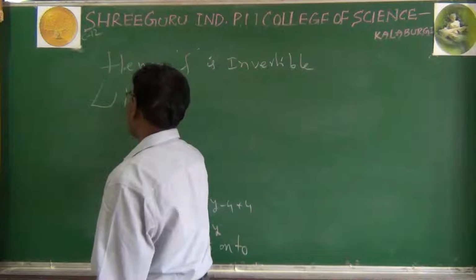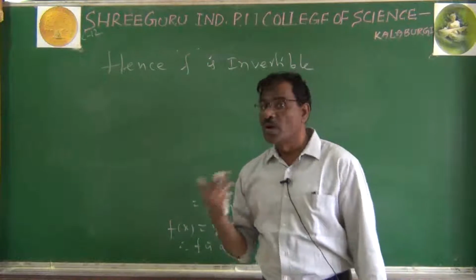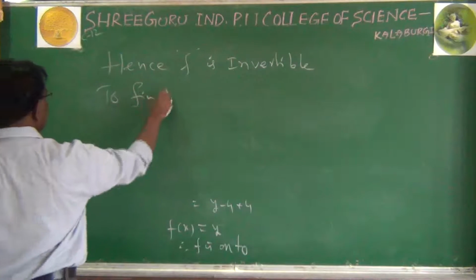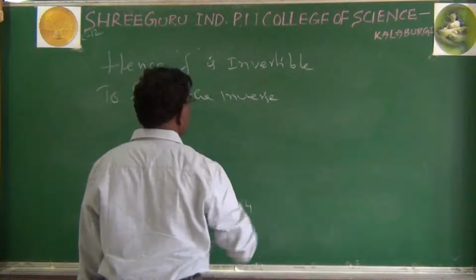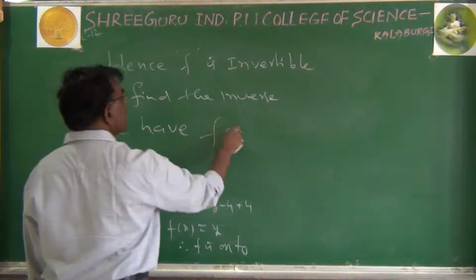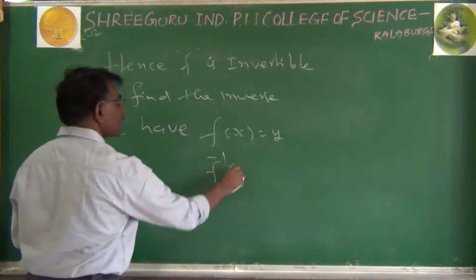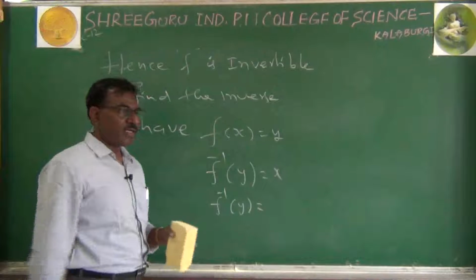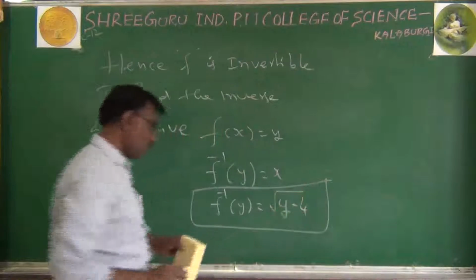Hence f is invertible, with g, where you write in composition. Now f is invertible. To find the inverse, we have f of x equal to y. So f inverse of y equals x. F inverse of y equals what? The x value, root of y minus 4. So this is called the inverse function.